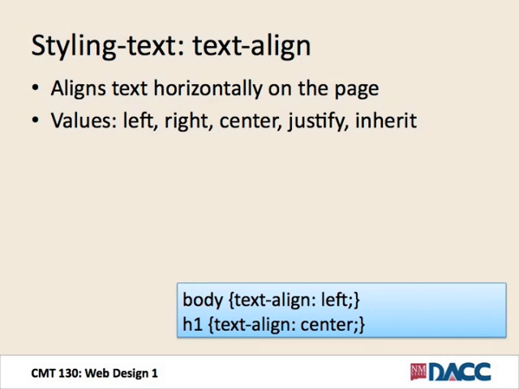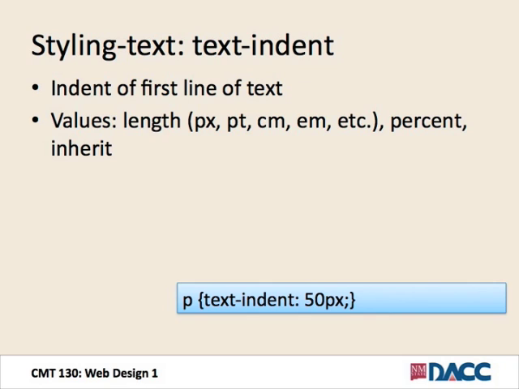Text align specifies the alignment of the text horizontally on the page. Its values are left, right, center, justify, and inherit. Text indent specifies the indent of the first line of text. Its values can be a length, a percent, or inherit.